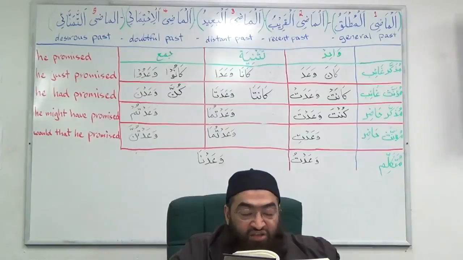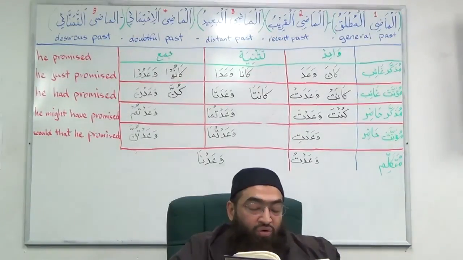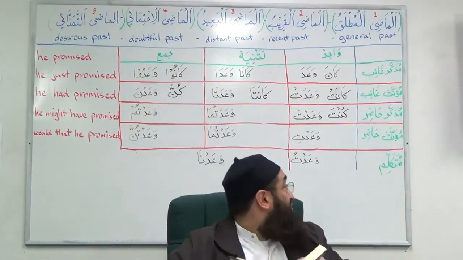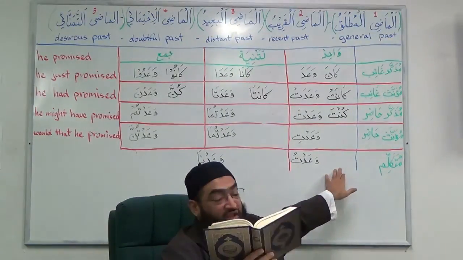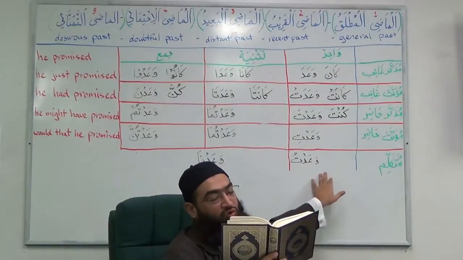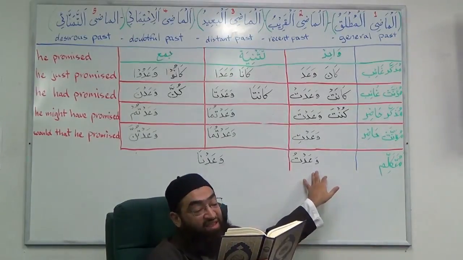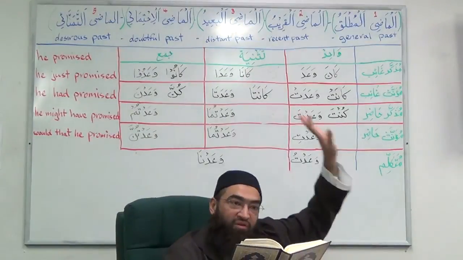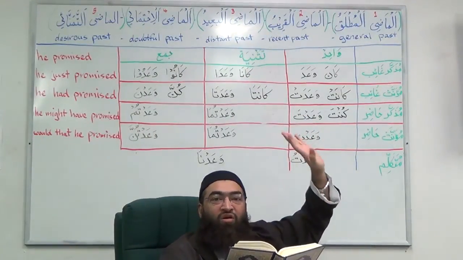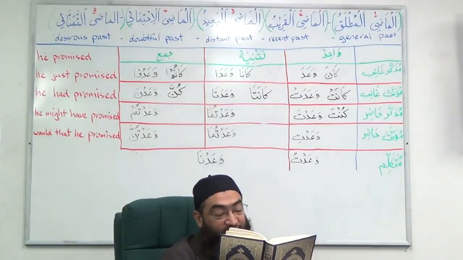Had I said such a thing, wa in kuntu qultuhu. Had I said this. So kuntu is over here, the mutakallim. So kuntu wa'adtu, and over here in this surah it's kuntu qultu, from the word qala. Qala, qala, qalu, qala. So had I said this. So this is distant past. You know, when I was in the world way long time ago on earth, thousands of years ago, had I said this. So this is distant past.